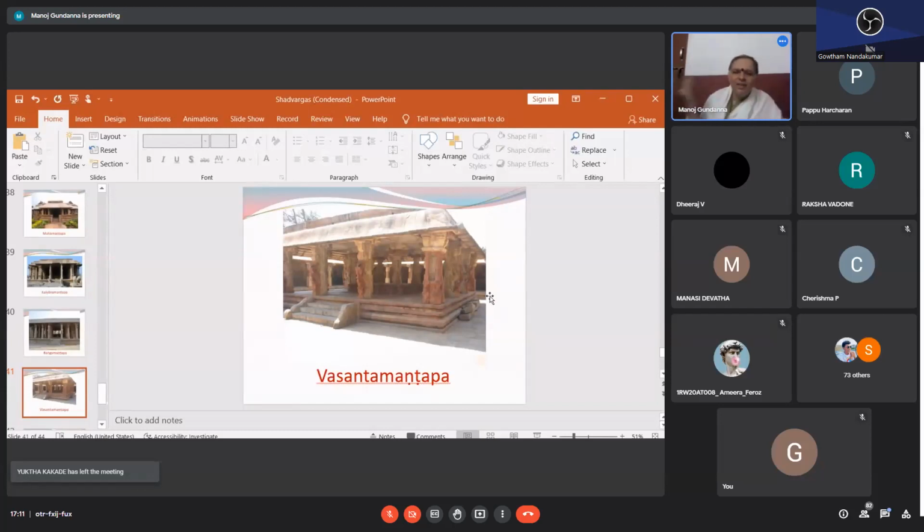And that is why a Vasanta Mantapa is built in a temple with such great grandeur. So during here, activities like sprinkling color water or decorating with flower balls, all these things are done in a temple.